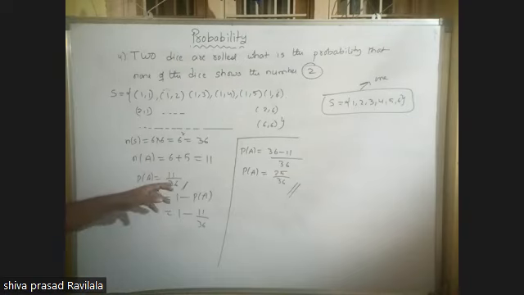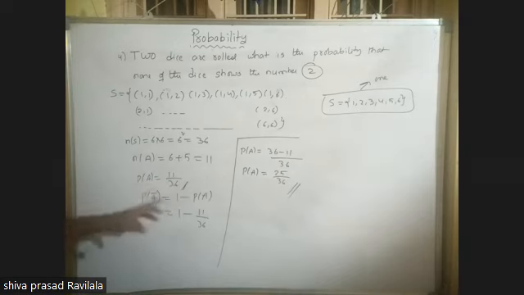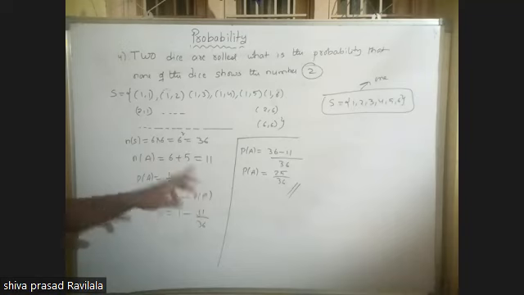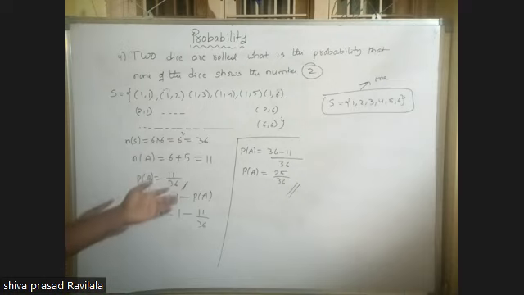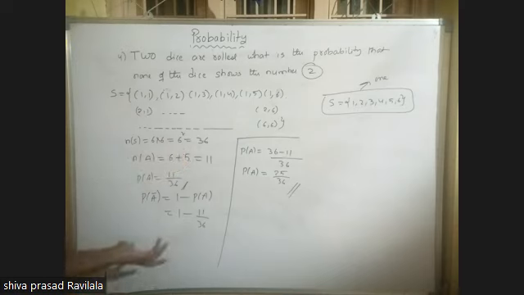Contains 2 is equal to 11 by 36. Does not contain means A complement. That's why I took A complement. P(A complement) is equal to 1 minus P(A), and P(A) is 11 by 36. Already I said 11 events, total 36. 36 minus 11 is 25. So 25 by 36. That's it.